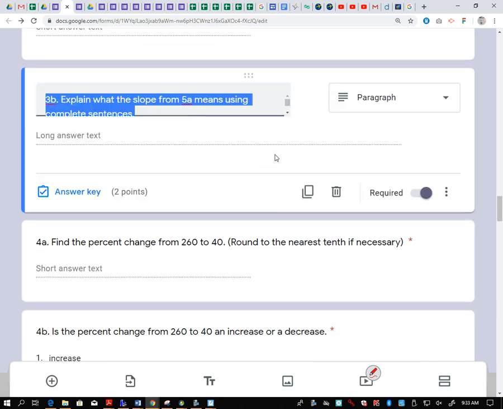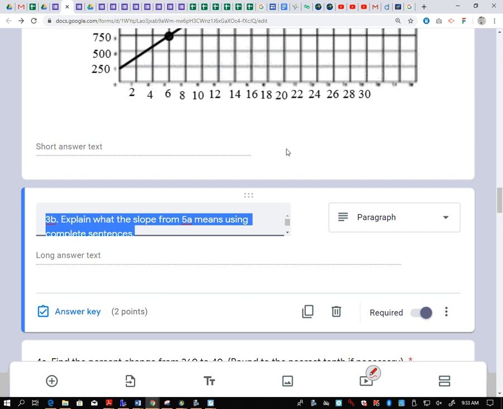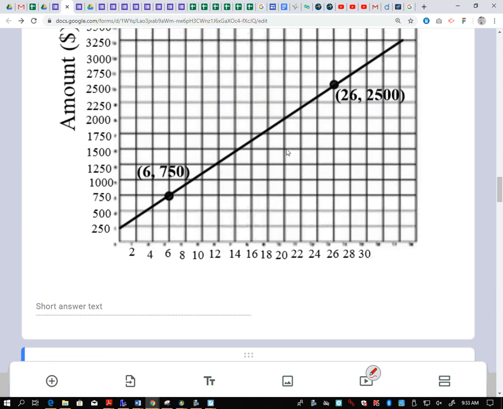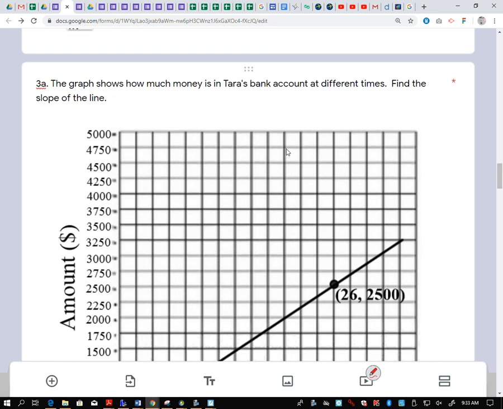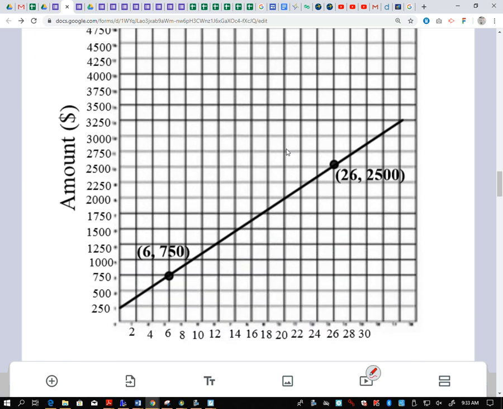Okay, question 3B says explain what the slope from 5A means using complete sentences. Well, if we're looking at this, the graph shows how much money in Tara's bank account she has at different times. So what this graph is showing me, I'm not writing this sentence out, but I don't know if this is in weeks or months or whatever, but this is showing that Tara is depositing a regular amount of money over time into her bank account.